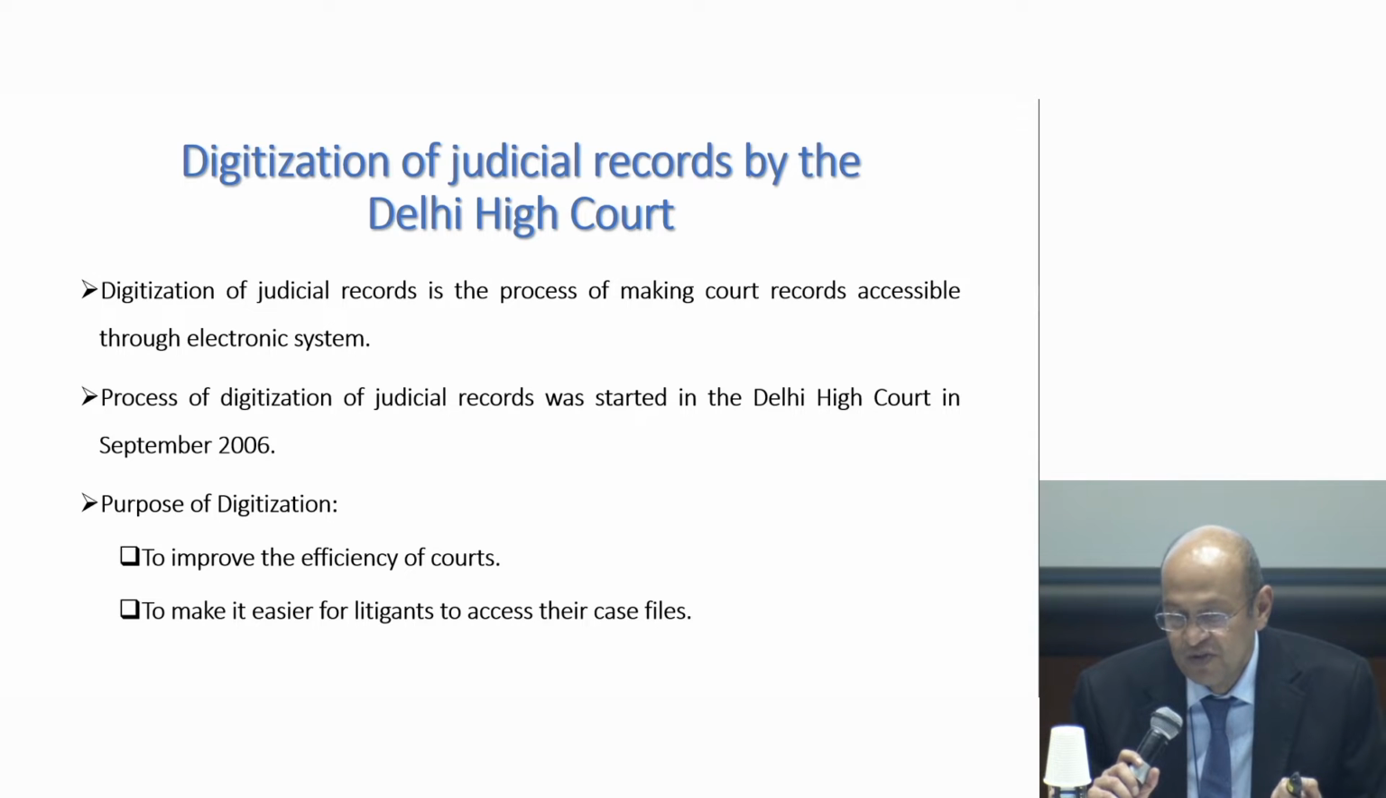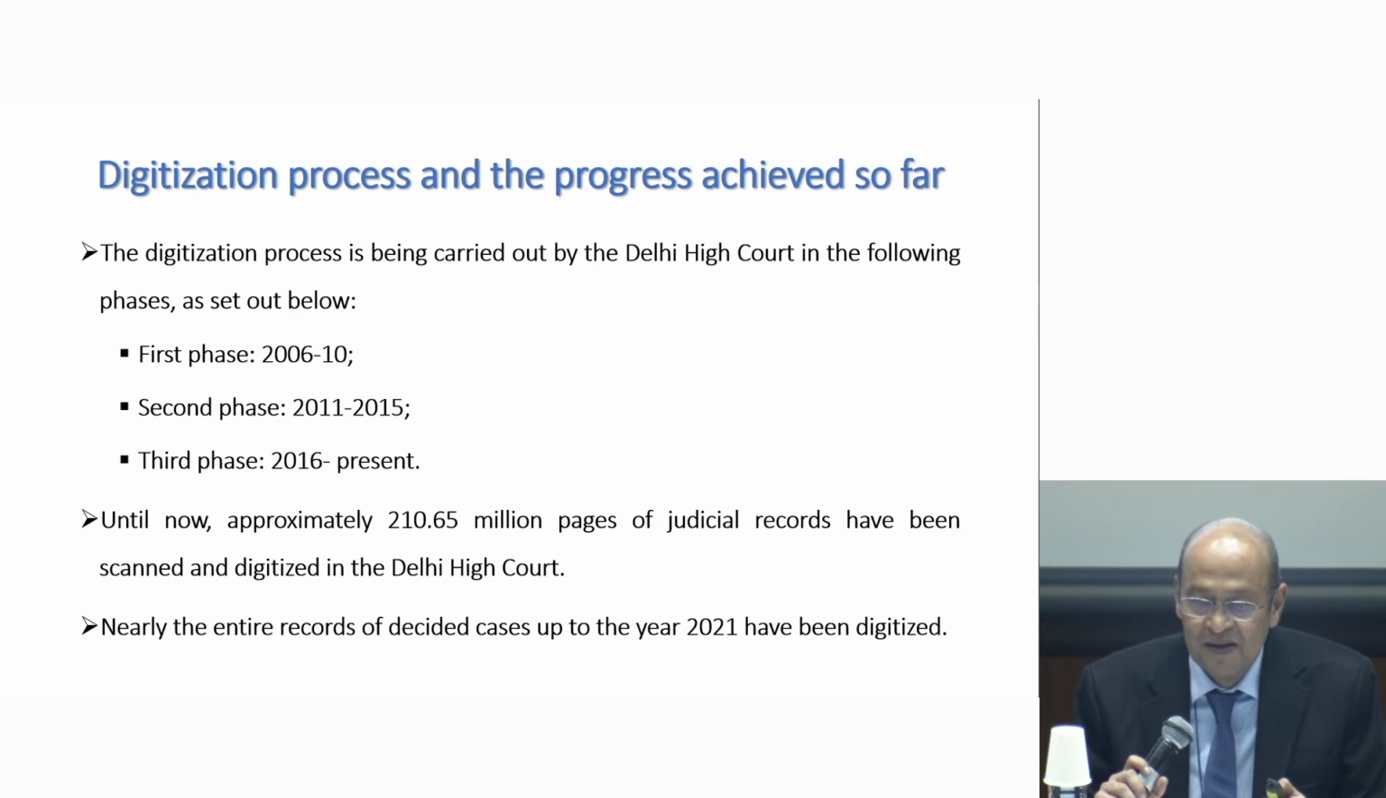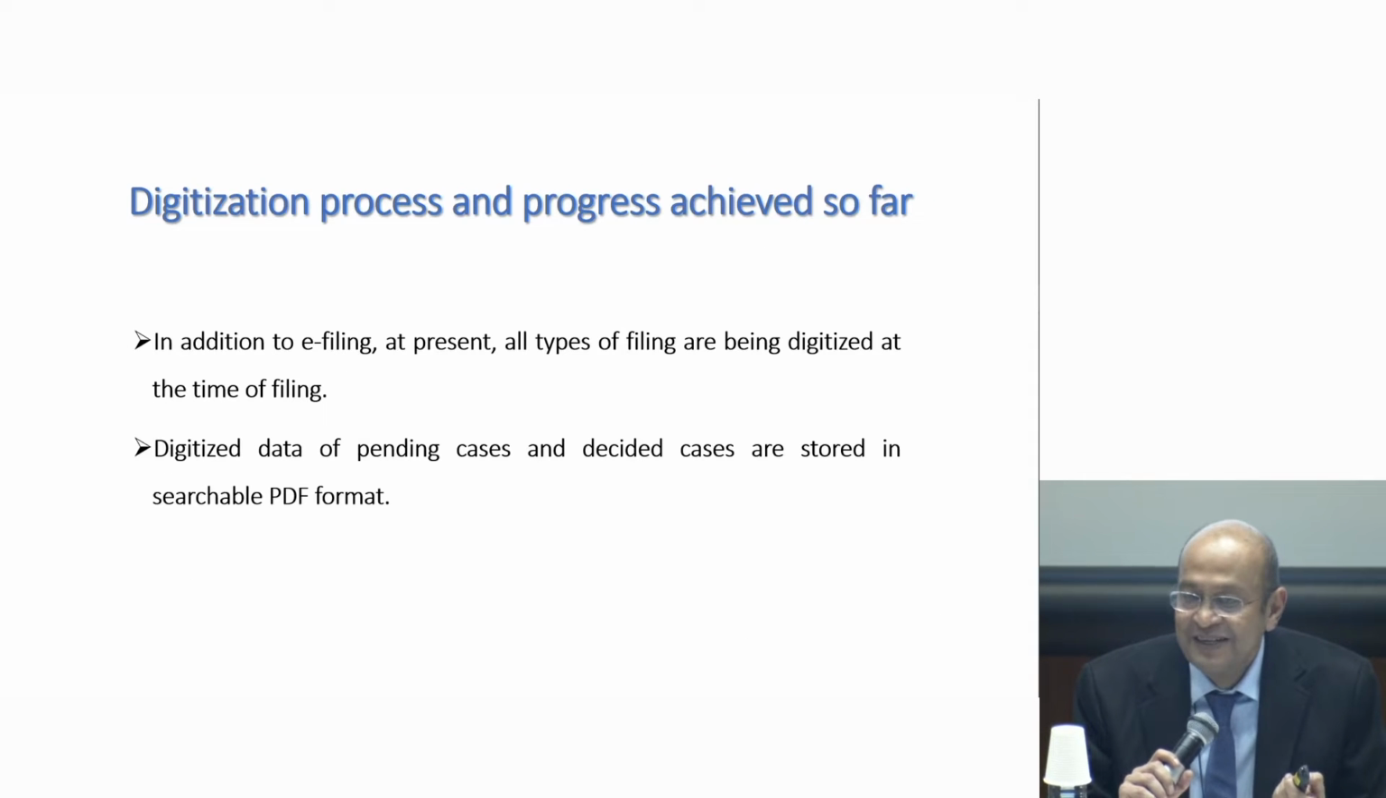Digitization was an issue faced by courts in India also with respect to legacy data. You had buildings full of papers. So Delhi High Court commenced its digitization process in 2006. Up till now, we've digitized 210.65 million pages of judicial records, and we've completely done away with all old data which was stored in physical form. All current filing in the Delhi High Court is on e-filing basis. So we accept no paper now, and the entire records have now been digitized.